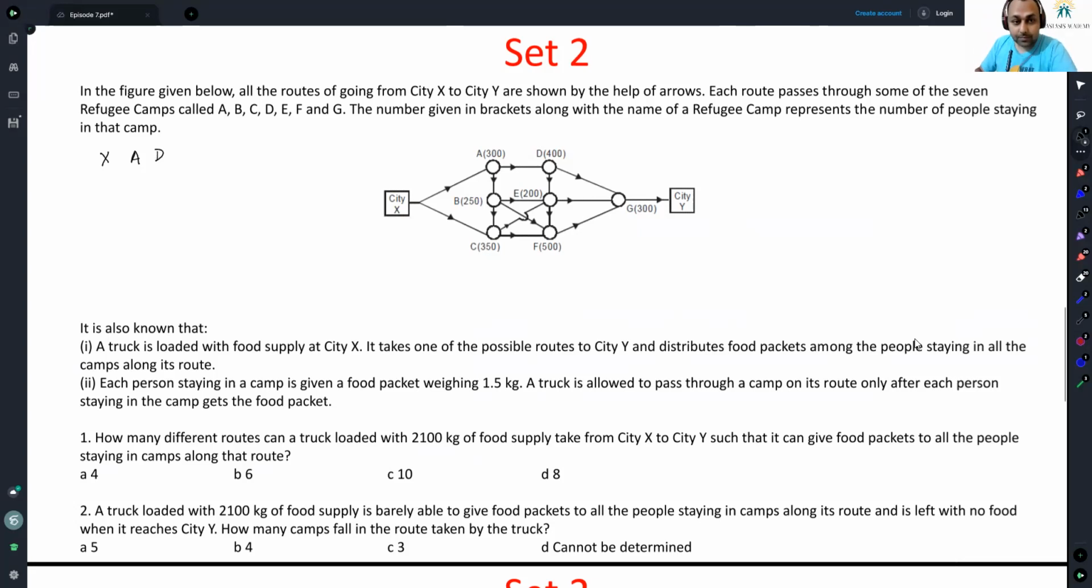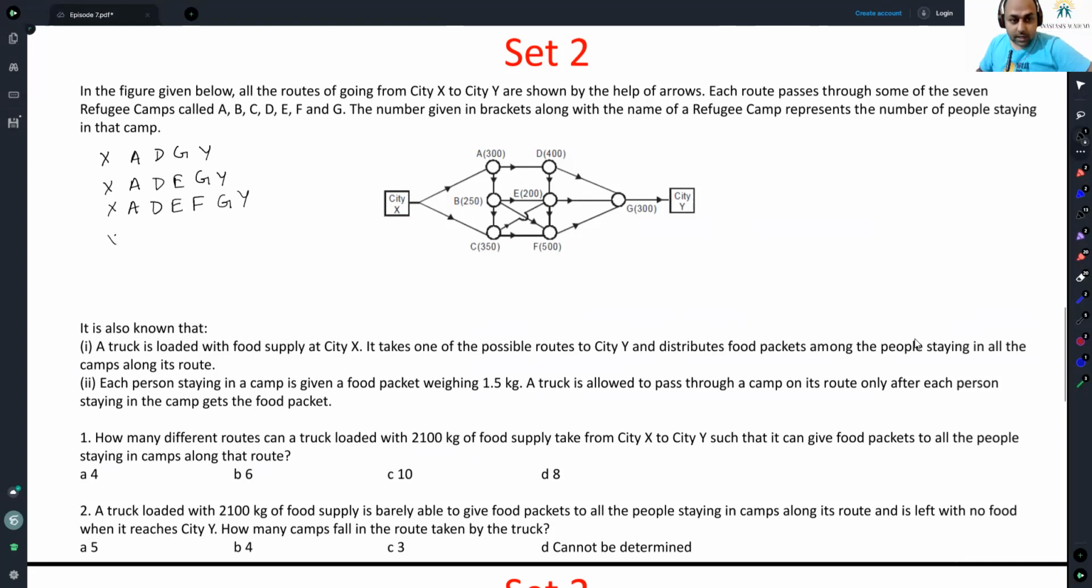X, A, D, G, Y, one case. Another case is X, A, D. Now D, G, Y is done. So now D, E, G, Y. Now X, A, D, E, F, G, Y. Now all paths from X, A, D have been covered.